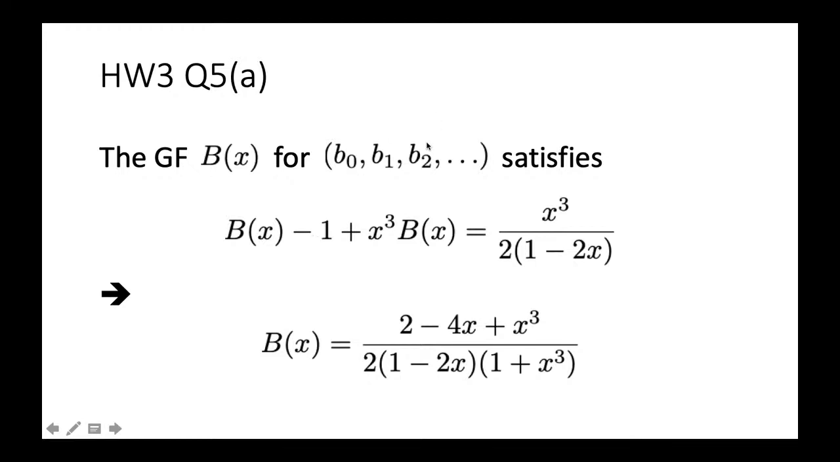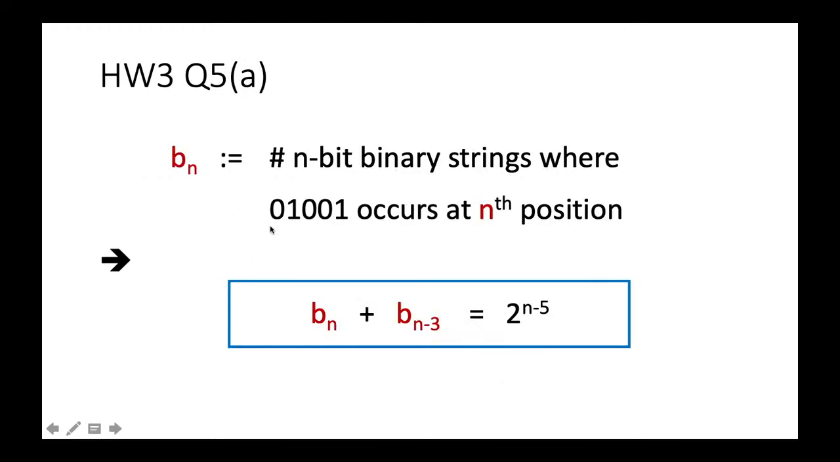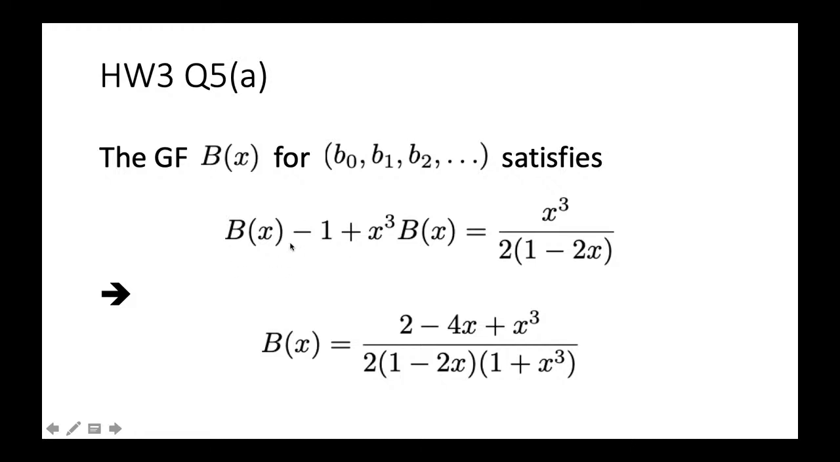b2 and b1, undoubtedly, we can set them to be 0 because a string of length less than 5 cannot have 01001 occur. But on the other hand, we intentionally set b0 to be 1 because we want to apply the result that is discussed in the lecture notes. So we will set b0 to be 1. So the summation due to this bn term, we will have Bx minus 1.